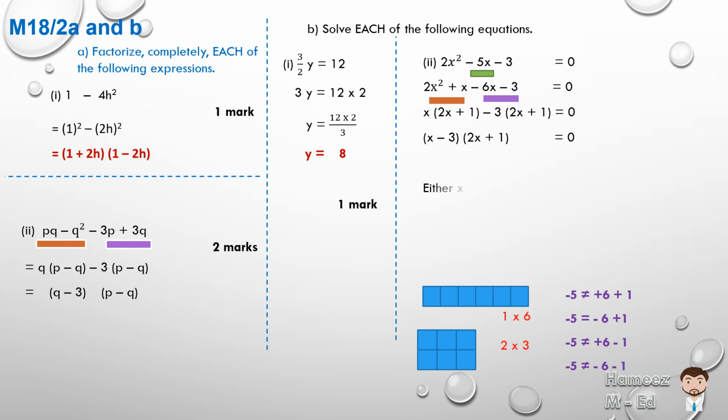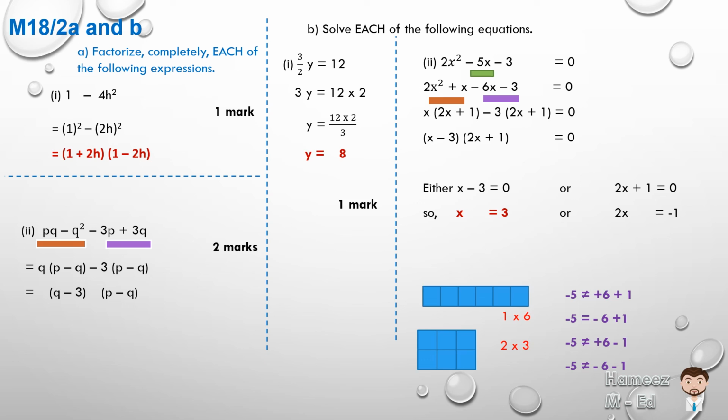So let's write that. Either the first bracket, x minus 3 is equal to 0, or 2x plus 1 is equal to 0. So if x minus 3 is equal to 0 and we want to find for x, then we carry the minus 3 across and it'll just give us 3. So when x is 3, this works out to be 0. If you put it into that line above, you can see that 3 minus 3 is 0. 0 times whatever it is will give us 0.